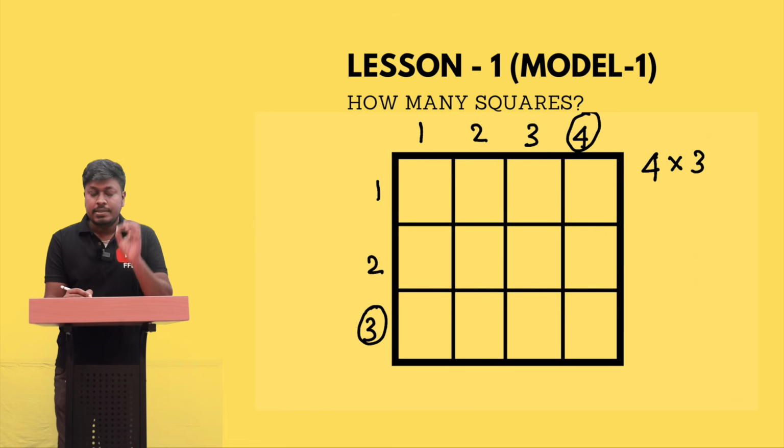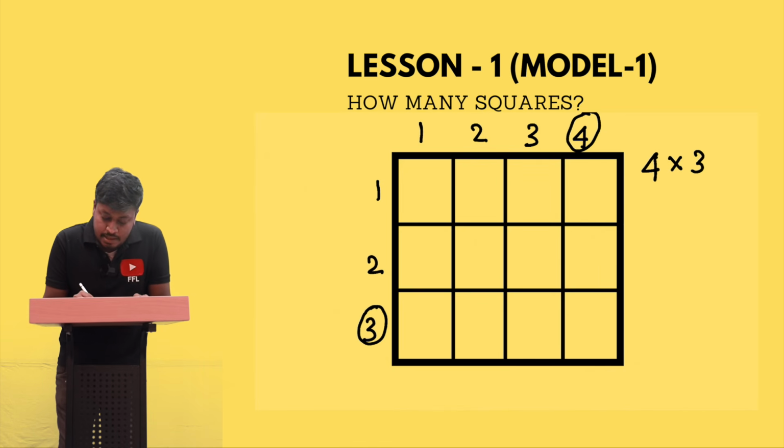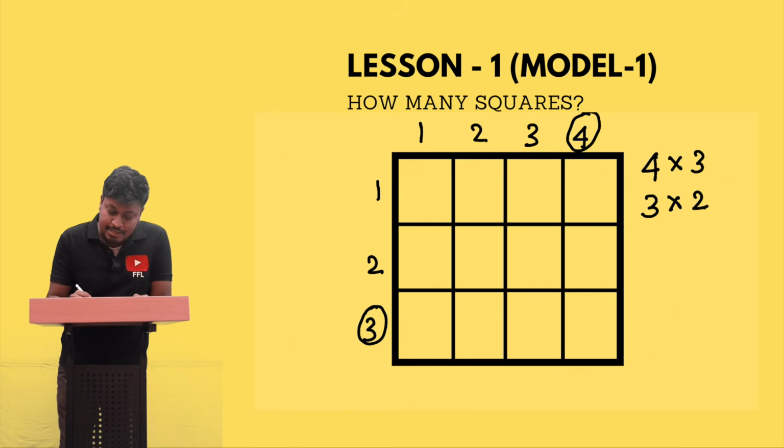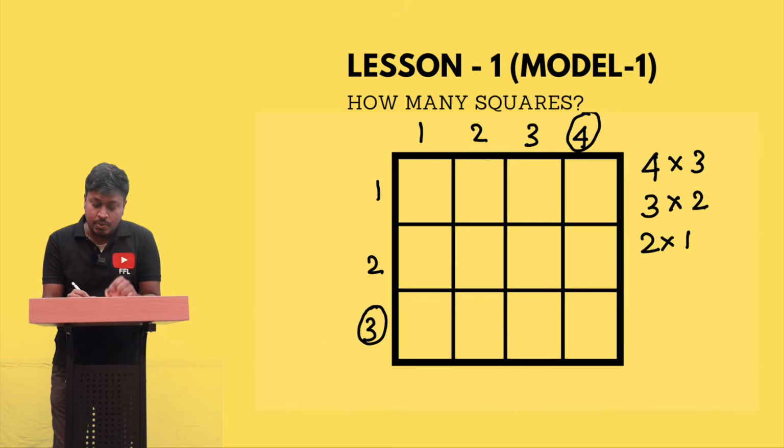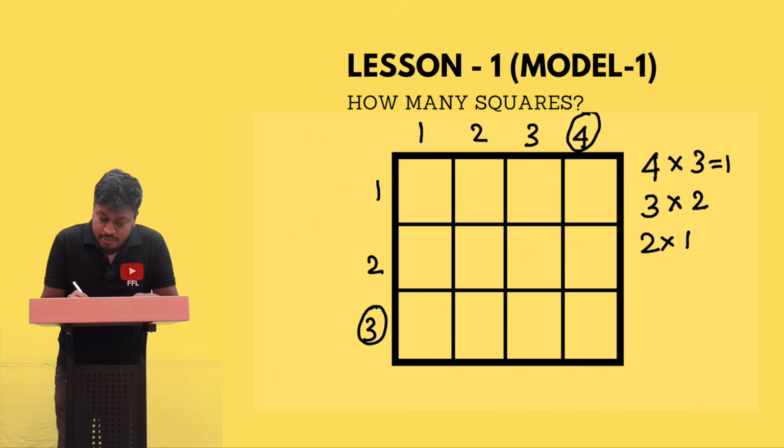So 4 into 3. Now start reducing 1 from each row and each column. If you reduce 1 from 4, this becomes 3. If you reduce 1 from 3, then it becomes 2. Got it or not? So similarly start reducing. If you reduce 1 from 3, it becomes 2. If you reduce 1 from 2, then it becomes 1. So stop when either the row or the column becomes 1. Here you can see that it becomes number 1. So stop here. Now start multiplying the numbers. 4 into 3 is 12.